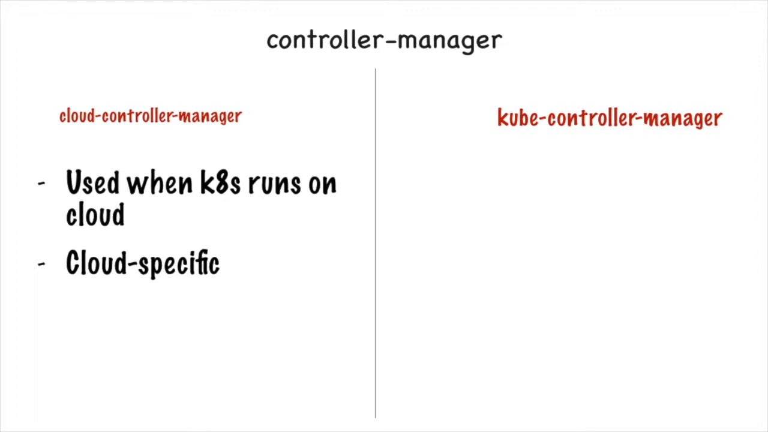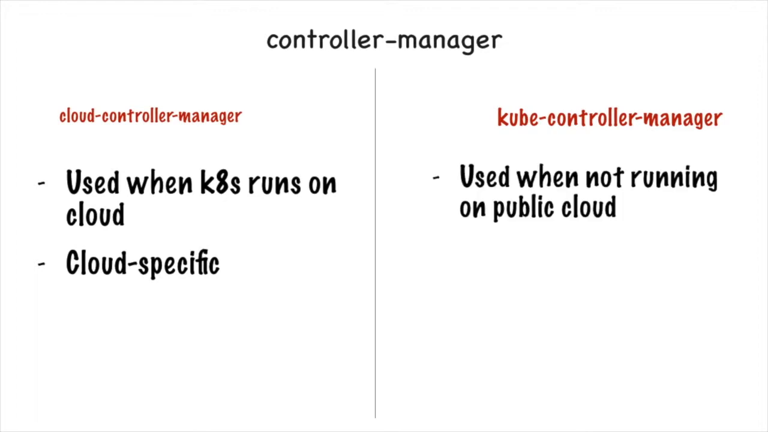On the other hand, if we are running Kubernetes on bare metal or on virtual machines in an on-prem data center, this controller manager is going to be a kube controller manager. And once again, the components internally are going to be agnostic of any cloud provider in this case. So at a high level in the control plane, the big variable which depends on the choice of cloud provider is the controller manager.